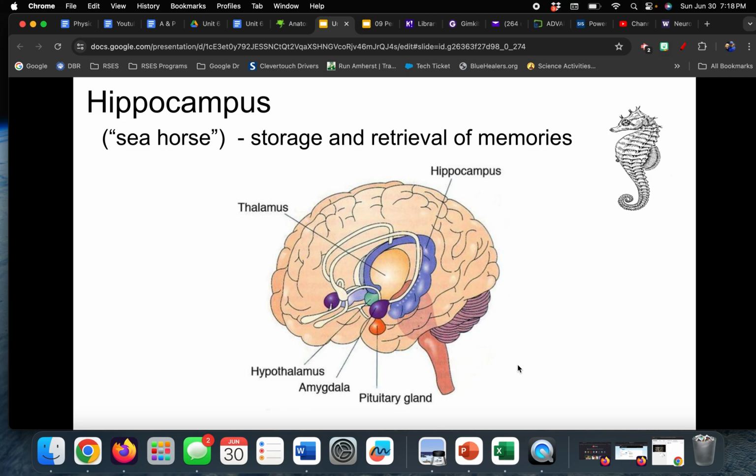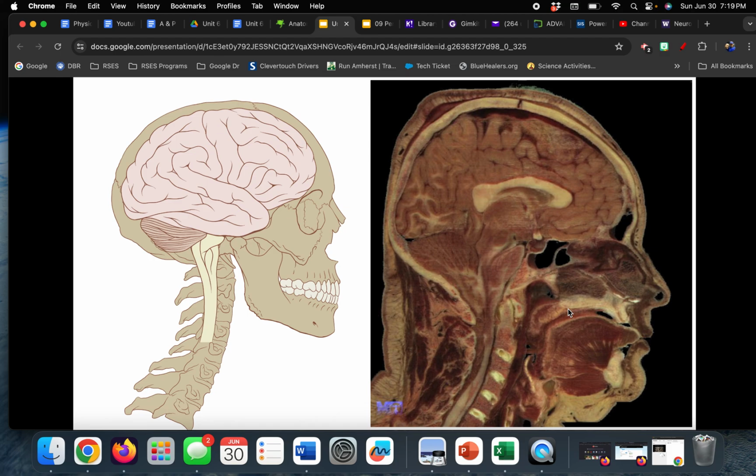Also part of the limbic system is the hippocampus. It's for storage and retrieval of memories. And they say it kind of looks like a seahorse. You can see the head here, the tail wrapped around. I never really made that association, but it might help you remember where the hippocampus is, and it helps store and retrieve memories that are not associated with emotion, just memories like, hey, I need to remember what the hippocampus is, and that would actually be stored in your hippocampus.